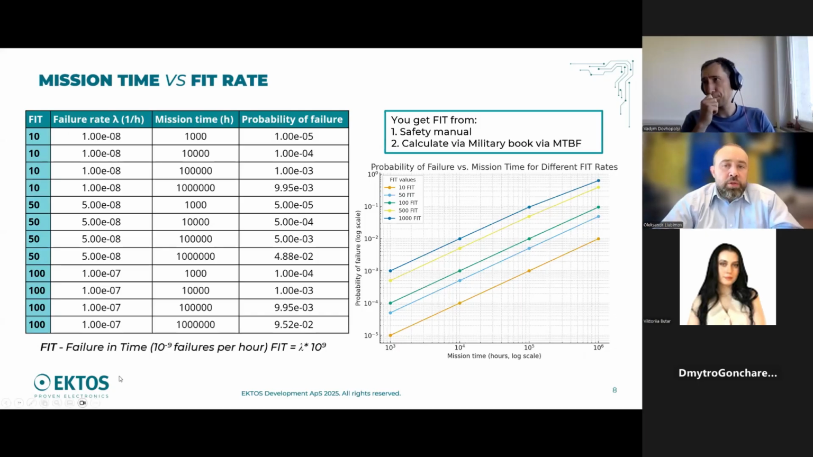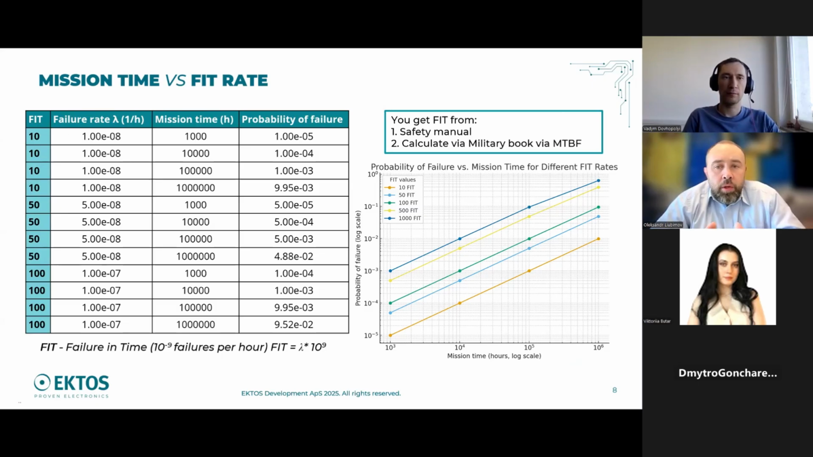So to start with, I want to demonstrate the so-called failure in time thing, which is normally derived from, I would say, two potential sources. First potential source is the safety manual for the components that are already pre-certified or certified. So if you have a component in your system that actually has a safety certificate, apparently from the safety manual on that component, you can get this FIT value.